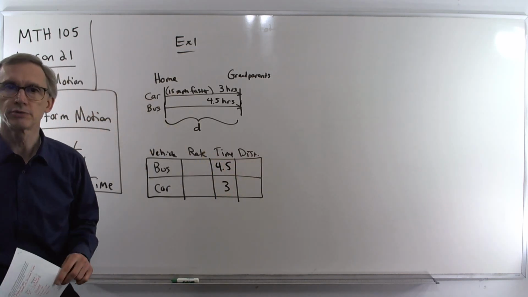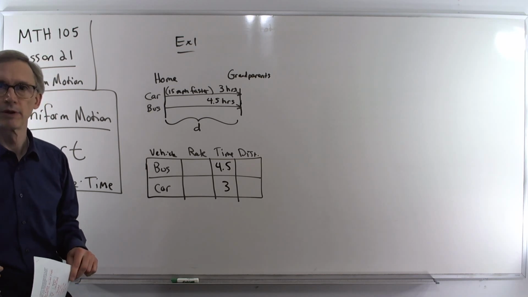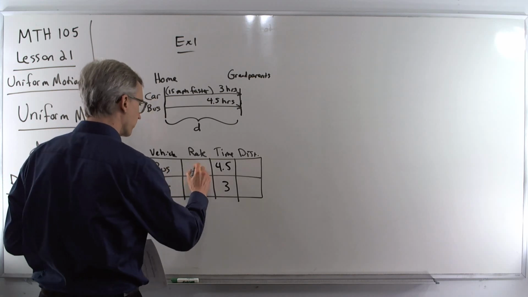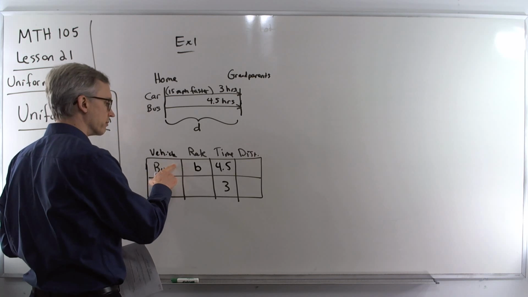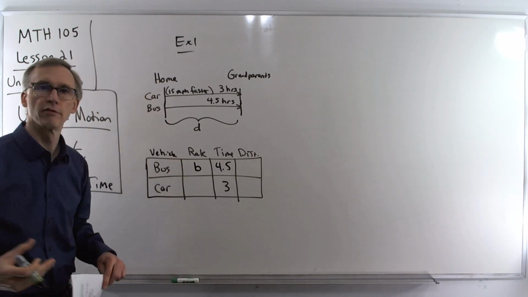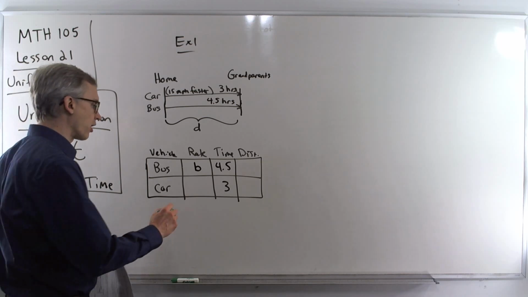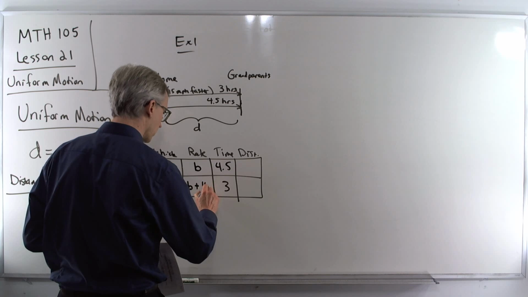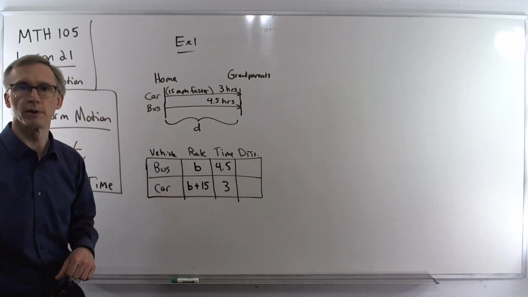Now the rate, we also don't know, but we know a relationship between the car's speed and the bus's speed. So let's say the bus is the slower of the two, and the car's speed is given in terms of the bus. We should declare a variable for the bus's speed, b for bus. And now we know that the car is 15 greater than the bus. Greater than is addition, so b plus 15 for the speed of the car.